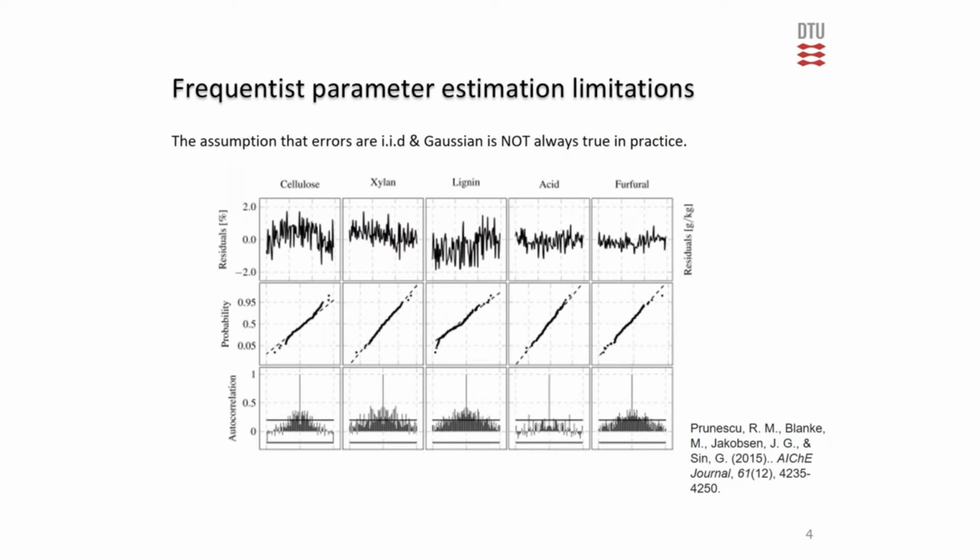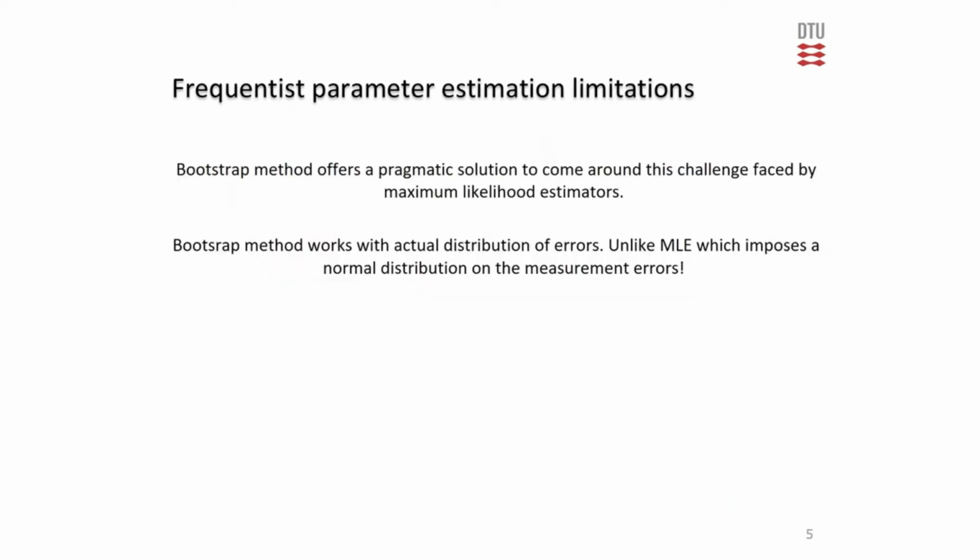2015, where 5 different measurements are used, a residual analysis shows that the residuals for cellulose and lignin deviate significantly from a normal distribution, plots shown in the middle. Also, the autocorrelation plots at the bottom indicate that the errors are not identically and independently distributed, IID. Clearly, in such situations, the frequentist theory is not suitable.